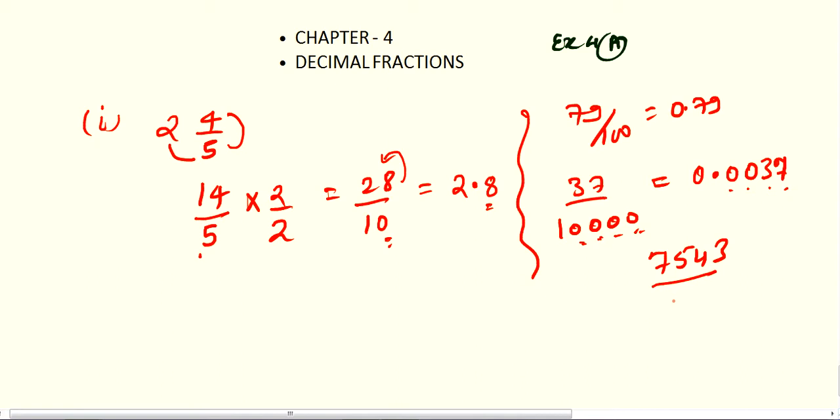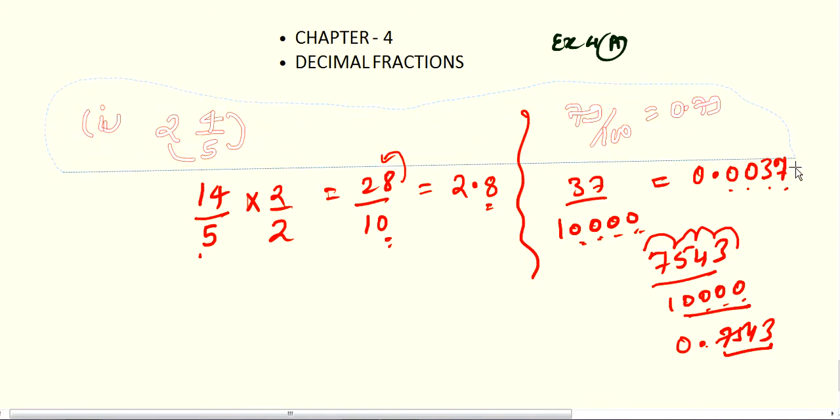7543 divided by 10 to the power 4. 10 to the power 4 means what? 1 2 3 4. How many zeros are there? 4 zeros are there. So simply from this 1 2 3 4, 0.7543. 4 zeros are there and after decimal 4 places. Clear? So like this you have to solve question number 2.